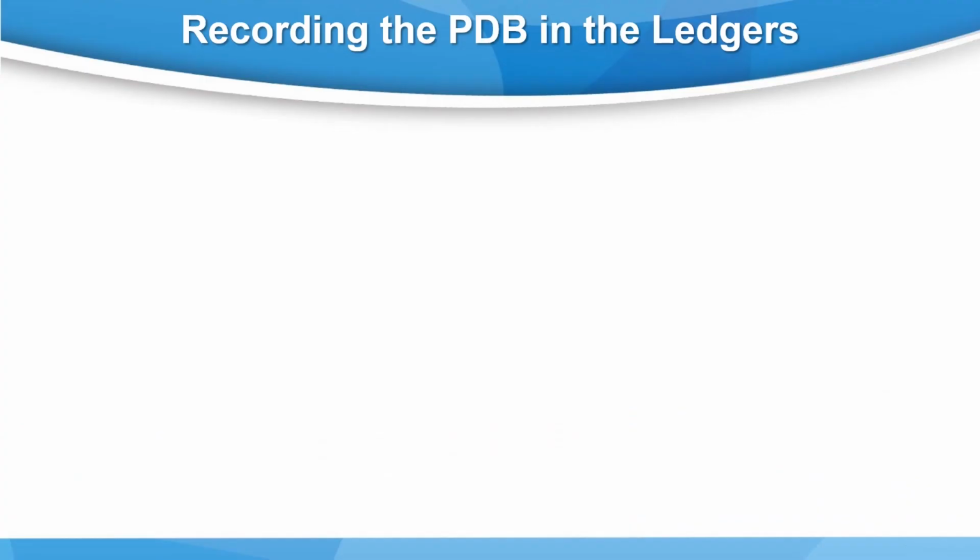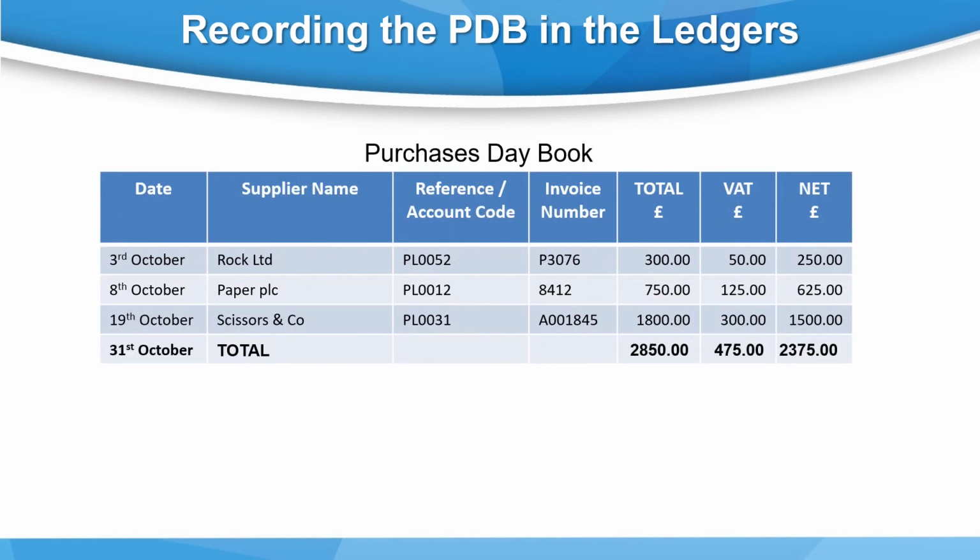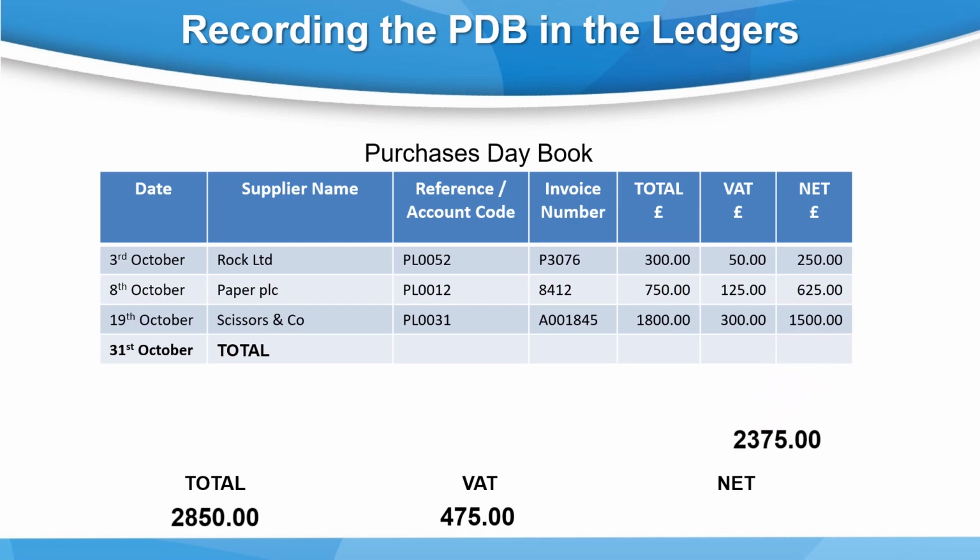In a previous video, we saw how to complete the Purchases Daybook and we left the figures like this. When posting to the General Ledger, the only figures we need at this stage are the totals we've calculated for the end of the month. There's the grand total, the VAT, and the net total.